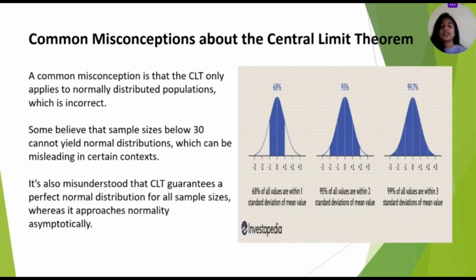Next is common misconceptions about the central limit theorem. The common misconception is that the CLT only applies to normally distributed populations, which is incorrect. Some believe that sample sizes below 30 cannot yield normal distributions, which can be misleading in certain contexts. It is also misunderstood that the CLT guarantees a perfect normal distribution for all sample sizes, whereas it approaches normality asymptotically.